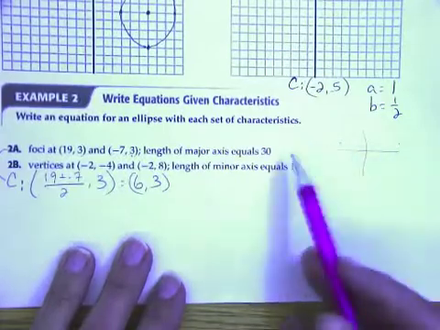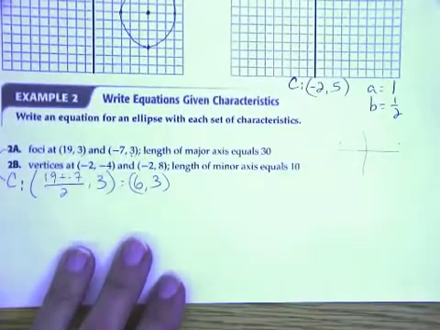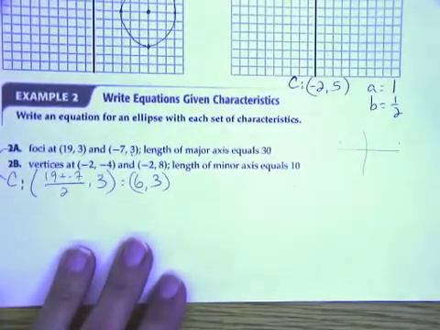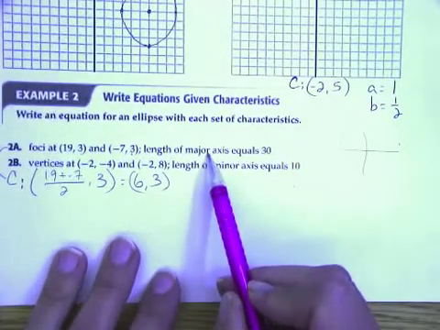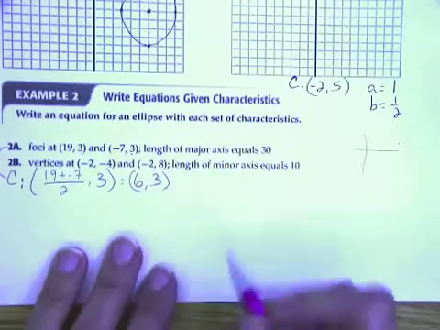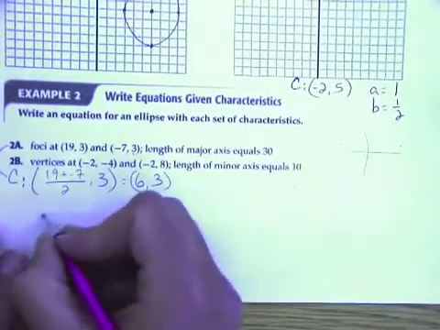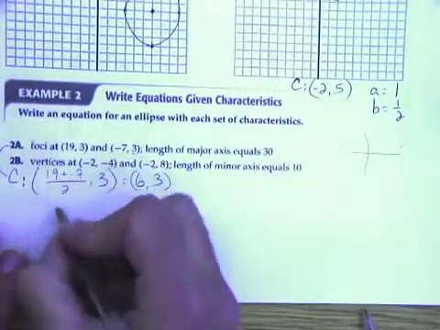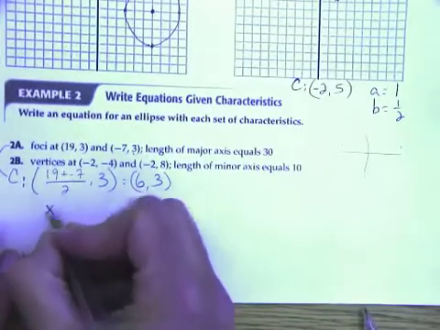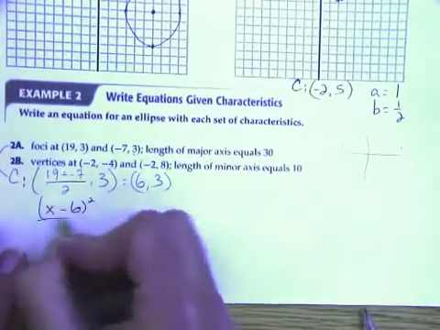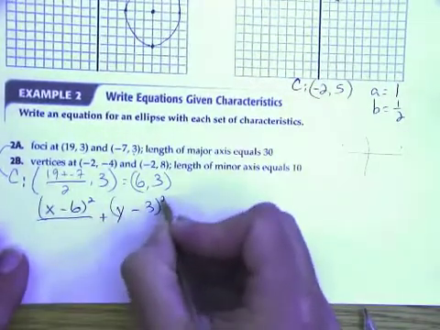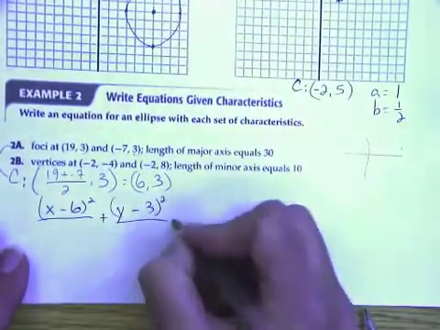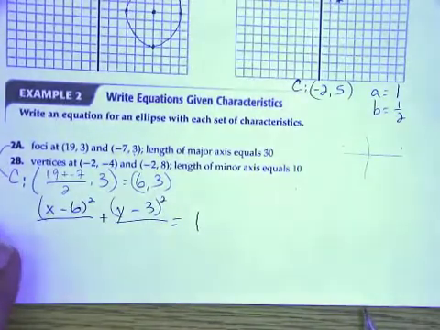And since my foci are on this horizontal line, that means I can think of this as a horizontal ellipse, meaning that my major axis is going to give me an A value that's going to be under the X. So let's break this down. I know what my numerators are going to look like. They're going to be (x − 6) quantity squared over something plus (y − 3) quantity squared over something.